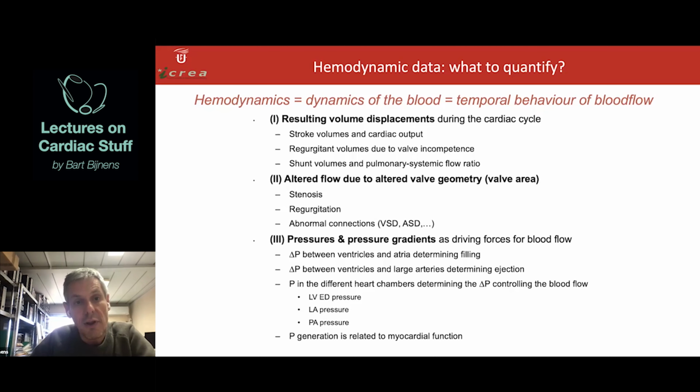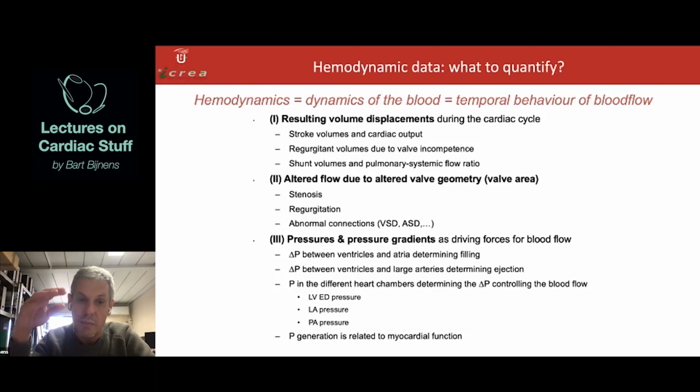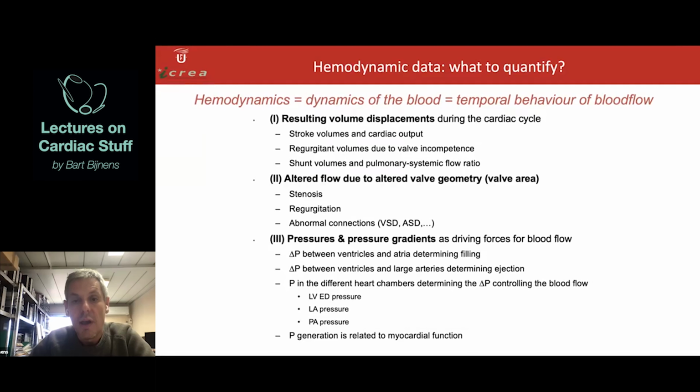So these are the things that we would like to measure. And of course, besides these flows, because flow is induced by pressure gradients, it will be interesting to measure these pressure gradients directly. Filling is determined by the pressure gradients between the ventricles and the atria. The ejection is determined by the pressure gradients between the ventricles and the large arteries, but they can also be different things. So absolute pressures can be important besides the pressure differences.